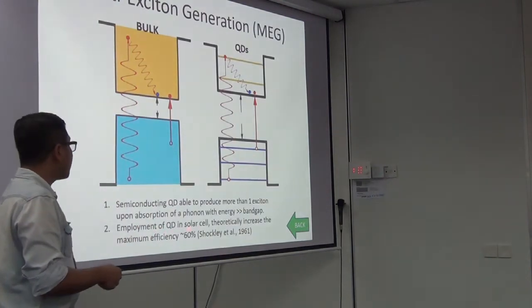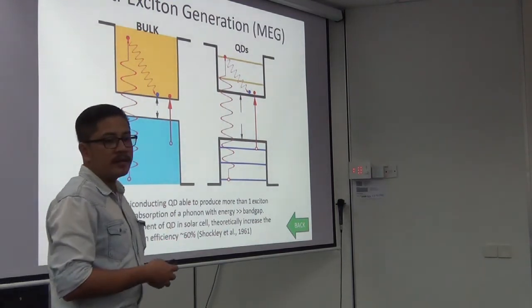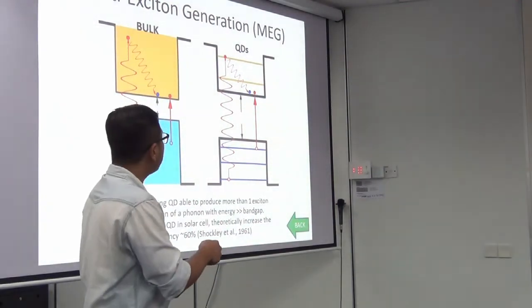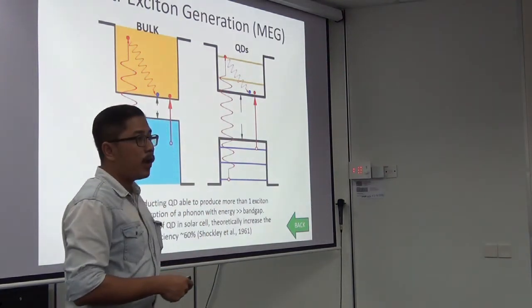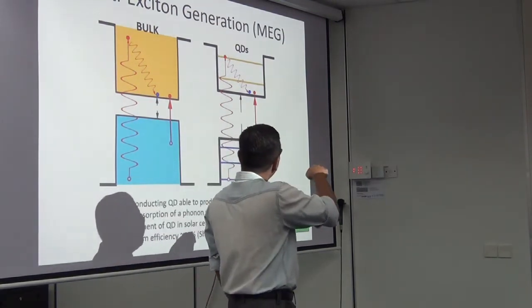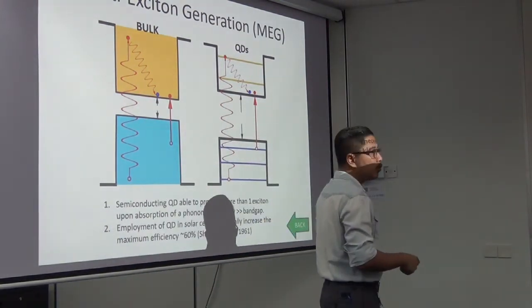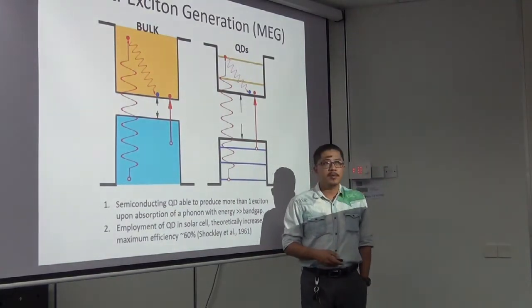Employment of quantum dot solar cells theoretically increases the maximum efficiency to over 60%. So we need this mechanism instead of this one. This one could only produce one exciton upon absorption of one photon. And this one, we could produce more than two, if possible, upon absorption of one photon.